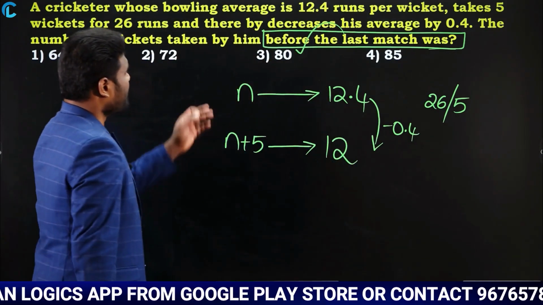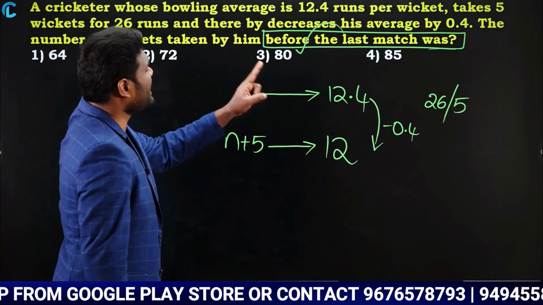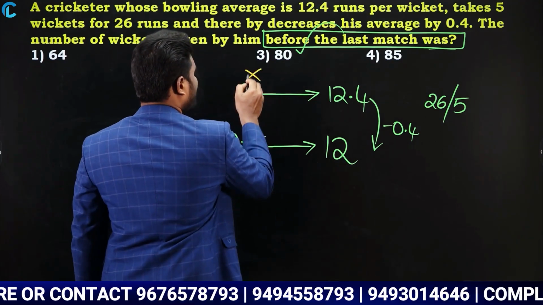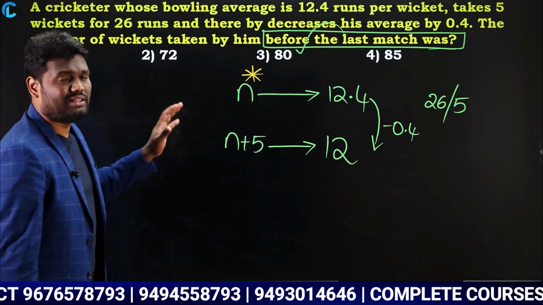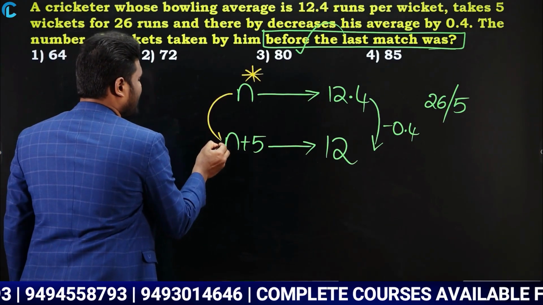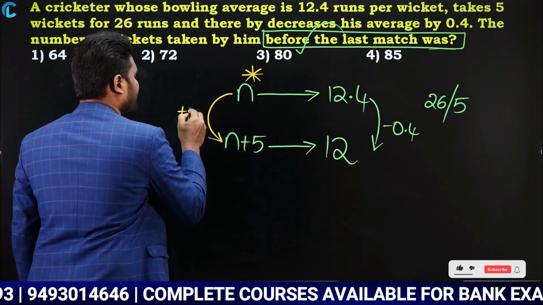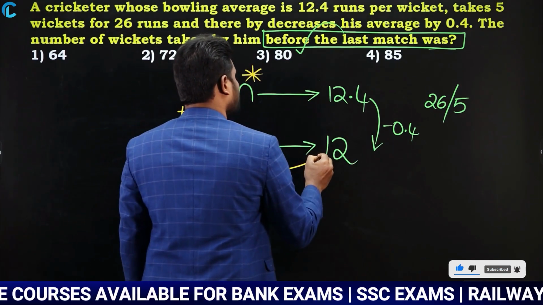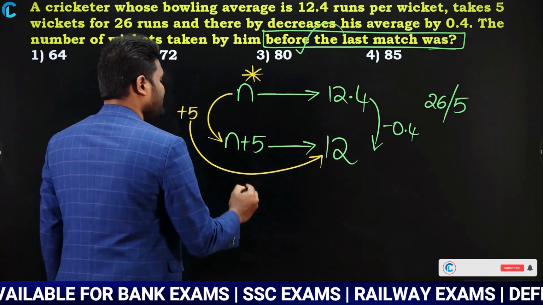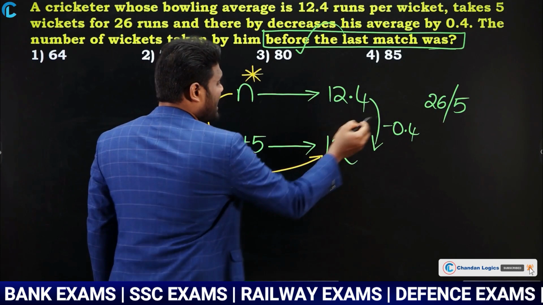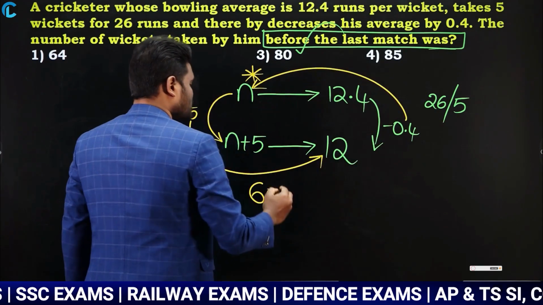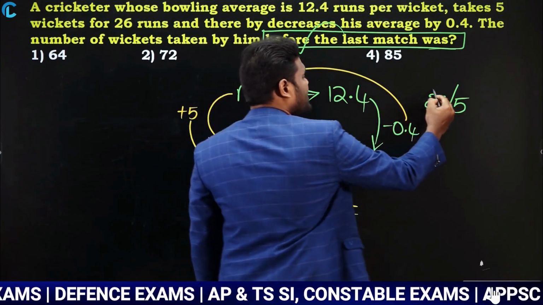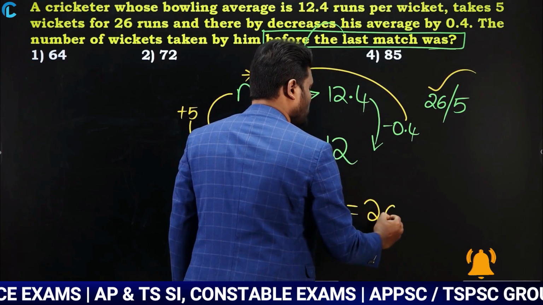Now your question is the number of wickets taken by him before the last match. Before the last match means I need to find the value of n. Look here, again go with the same technique. If you look at the left hand side, the difference is plus 5. Right hand side difference is minus 0.4. Do the calculation. Left hand side difference multiplied with right hand side bottom number: 5 into 12 is 60. Similarly, right hand side difference multiplied with left hand side top number, so minus 0.4 n is equal to how many runs? He has given 26 runs, so it's equal to 26.